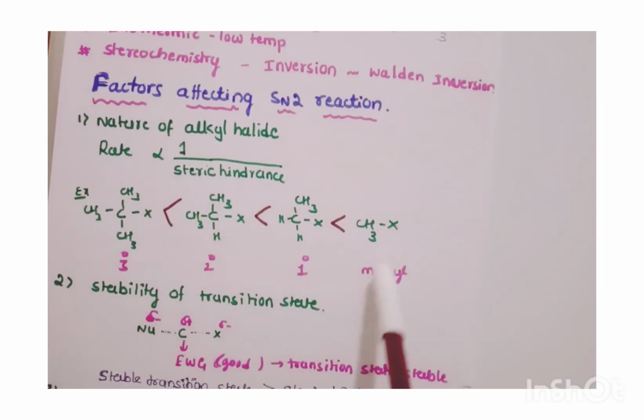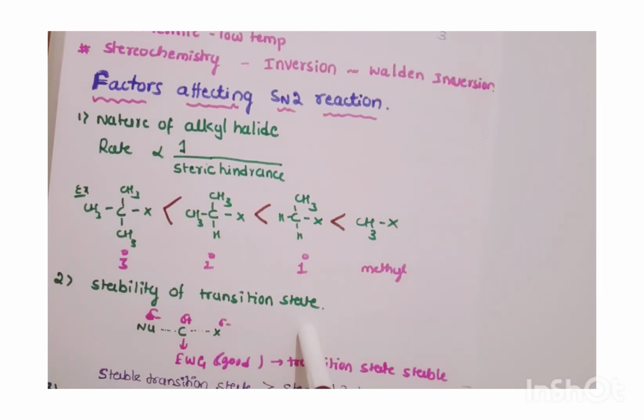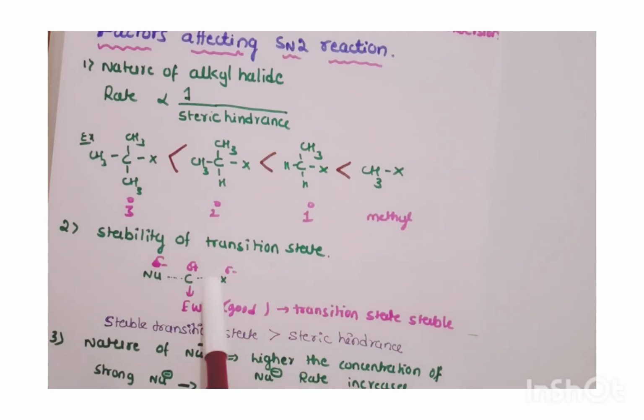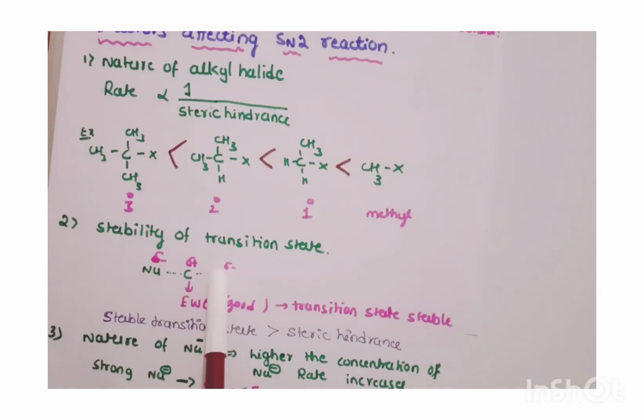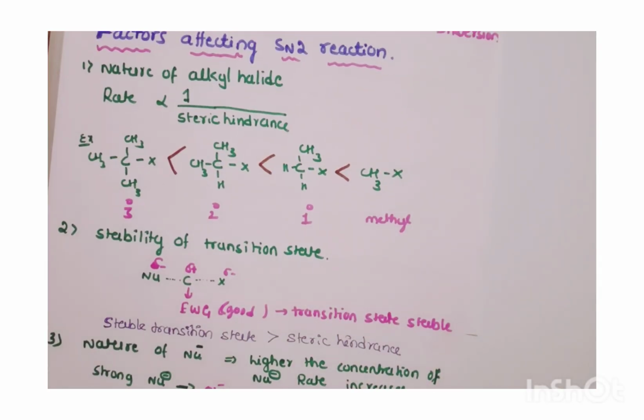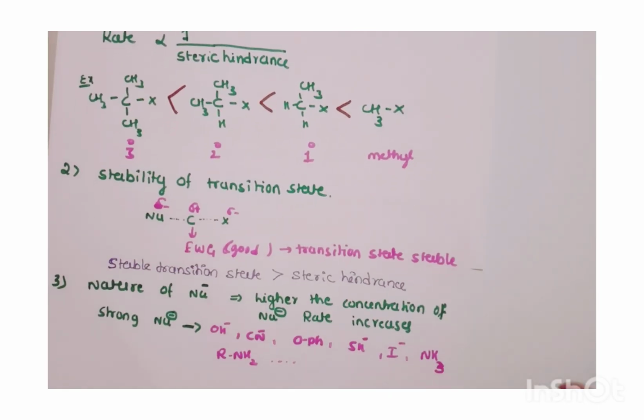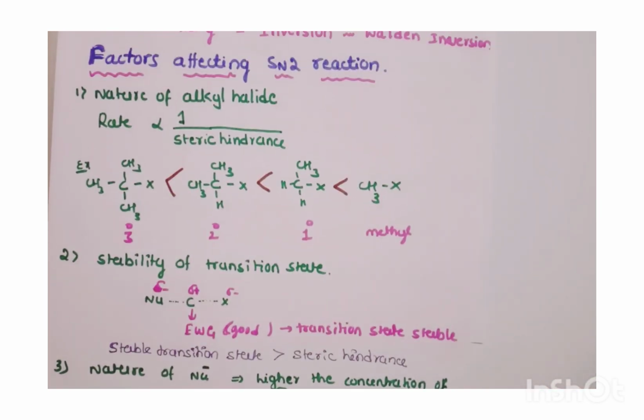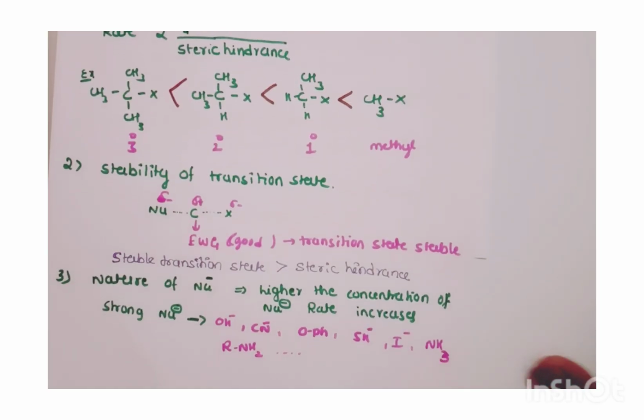And the second point is stability of transition state. The more stable the transition state, the higher the rate of reaction. And of these two factors, stability of transition state predominates over steric hindrance. Next factor is nature of nucleophile. The higher the concentration of nucleophile, the more the rate increases, meaning if we use a strong nucleophile, SN2 reaction is favored. In presence of a strong nucleophile, SN2 reaction is carried out easily.